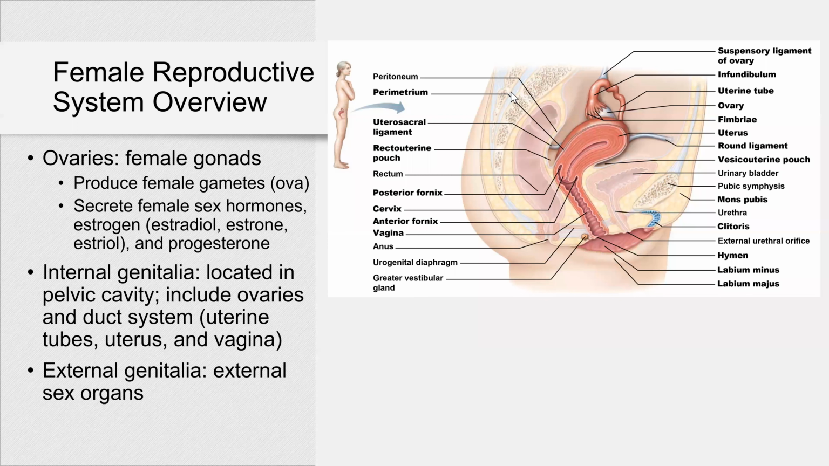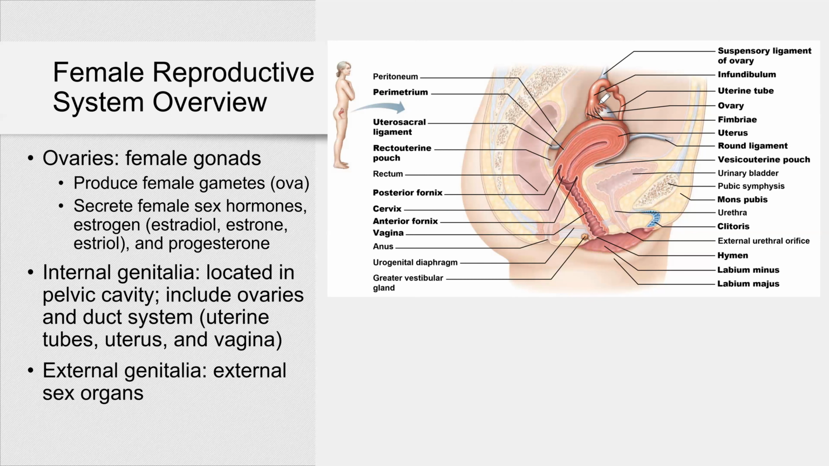So I will pick up my pen. So organs of female reproductive system include ovaries or female gonads. They produce female gametes or ova and secrete female sex hormones such as estrogen and progesterone. Organs also include internal genitalia that are located in the pelvic cavity and include, you can see on the diagram right here, ovaries, right? So that's an ovary.